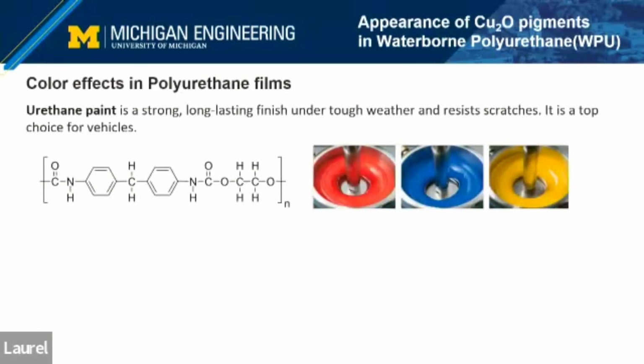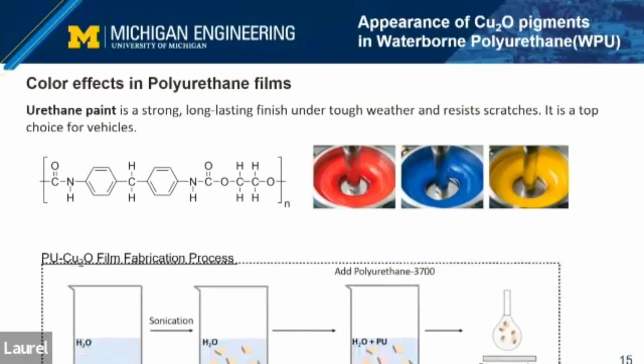So after discussing more with the DSAD committee, previously the colors are great, but all of them are in the water. But we know that in the automobile, as the DSAD committee told us, usually they use urethane paint. And the urethane paint is a polymer, so we need to test how the pigments look in the polymer.